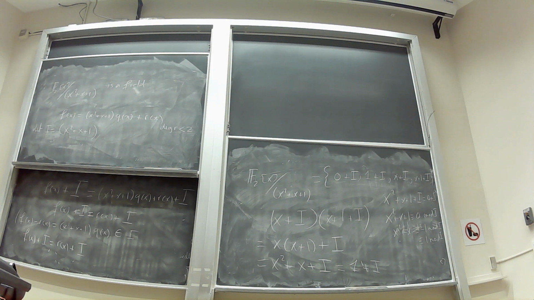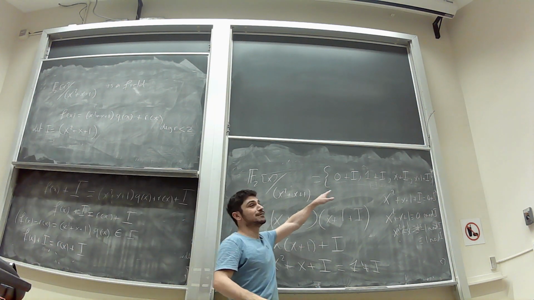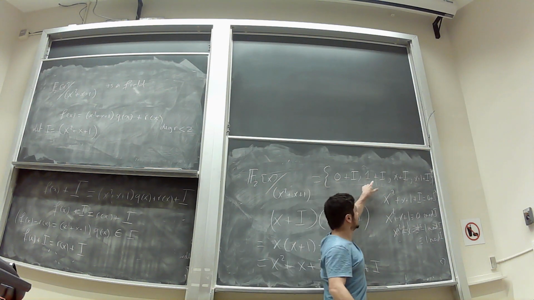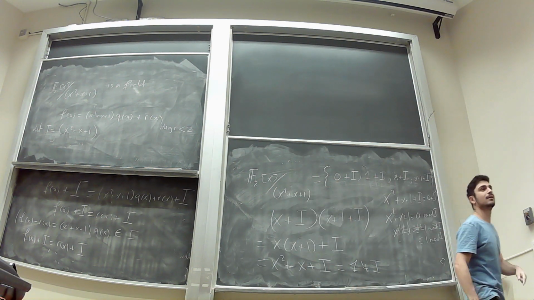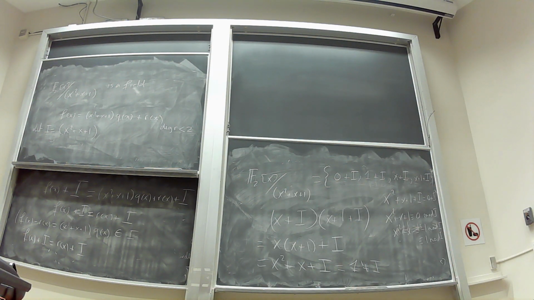So nice. It's a field with how many elements? How many elements does this field have? 0, 1, 2, 3, 4. What is the characteristic of this field?